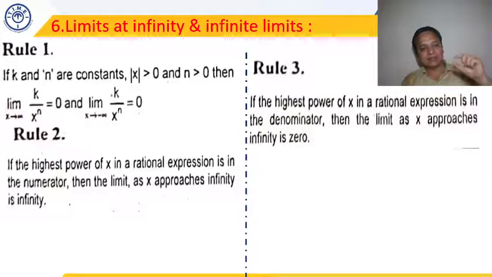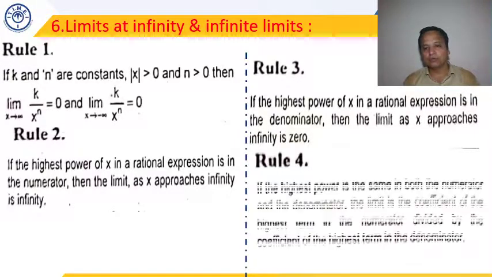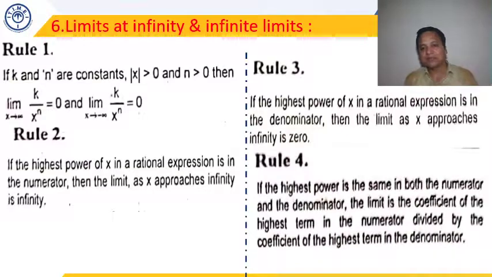So whenever x remains in the numerator, after taking the highest power common, the value comes to infinity. If x remains in the denominator, after taking the highest power common and cancelling, the value of the limit comes out to be 0 as x tends to infinity. And rule 4, the example which we have done just now: if the highest power is the same in both the numerator and denominator, then the limit is the coefficient of the highest term in the numerator divided by the coefficient of the highest term in the denominator.